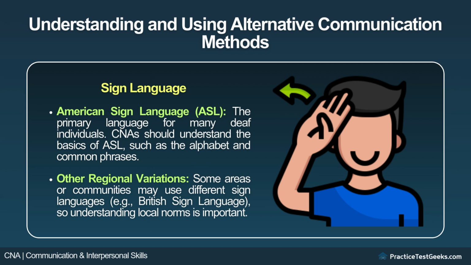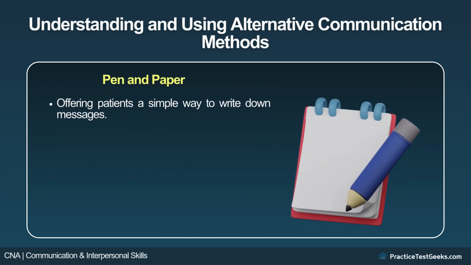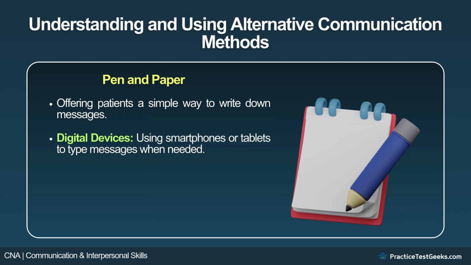Pen and paper. Sometimes, the simplest tools are the most effective. Providing patients with pen and paper allows them to write messages directly, making communication quick and clear. Digital devices. Smartphones and tablets can also bridge the gap. Patients may prefer to type their messages, especially if writing by hand is difficult.